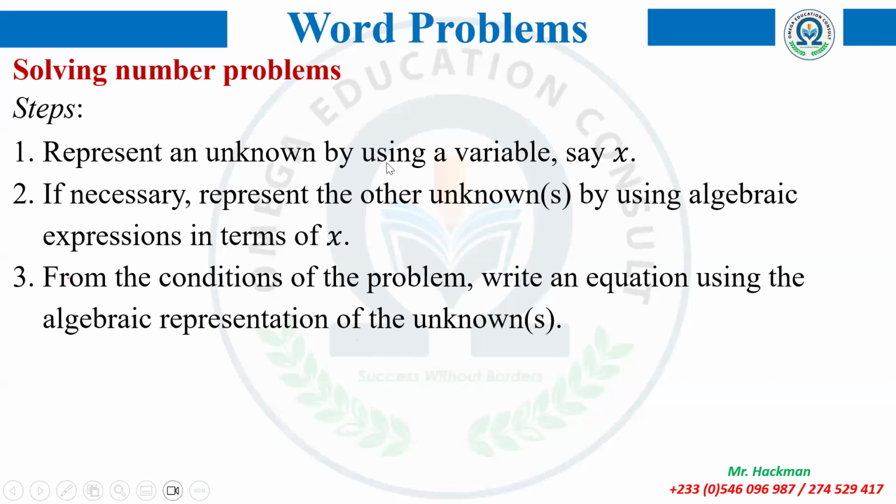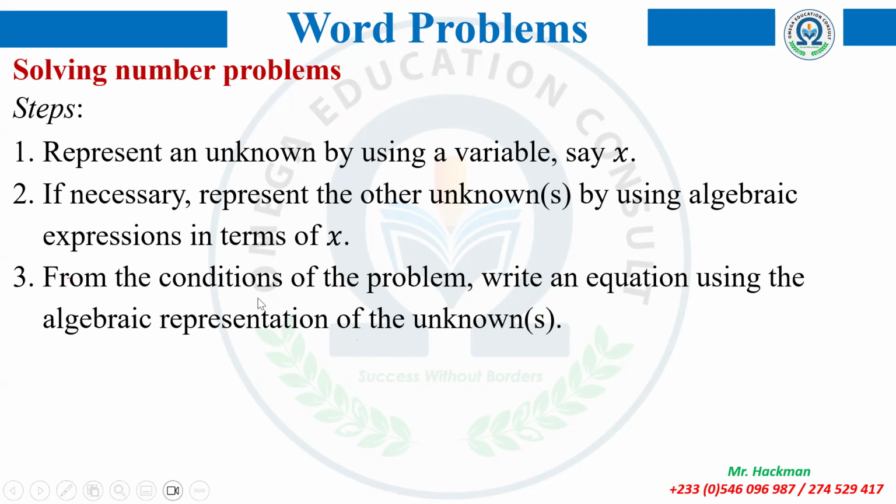So you represent one of your unknowns by x. Sometimes you have only one other unknown, sometimes you have two other unknowns. If you have one other unknown, you express it in terms of your first unknown that you have represented by a variable, so in terms of the same variable. If you have two other unknowns, then you express these two also in terms of your first unknown. So that's the meaning of this statement.